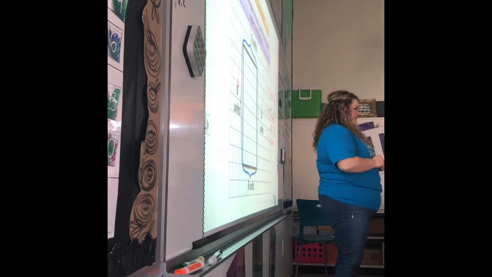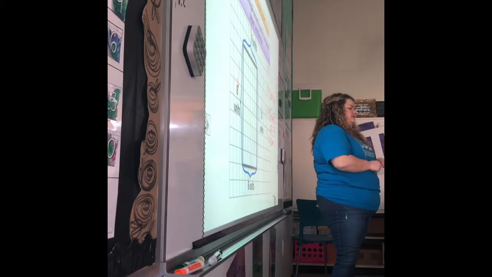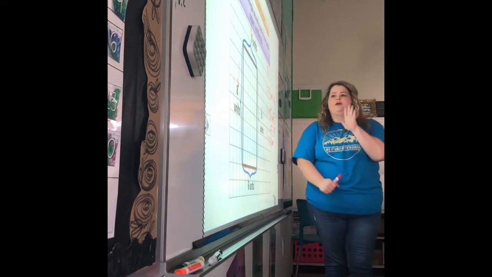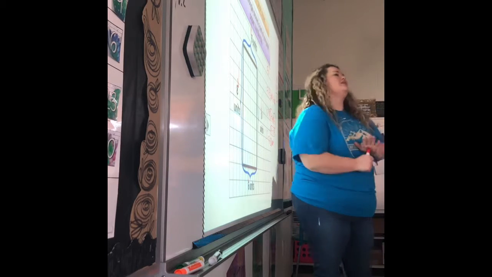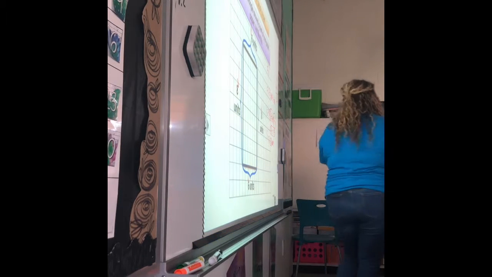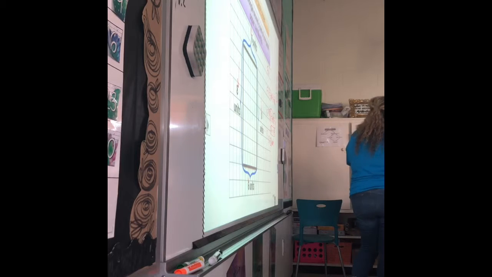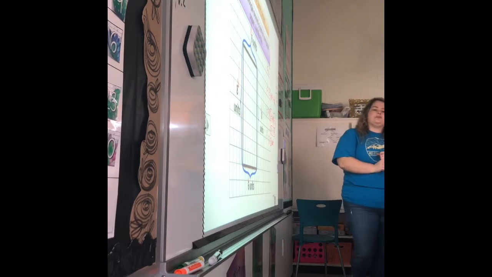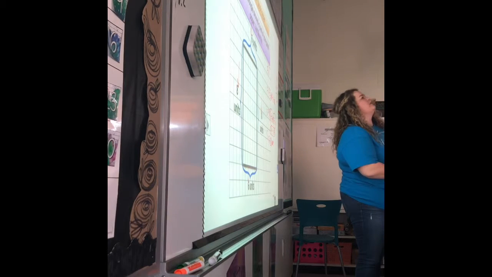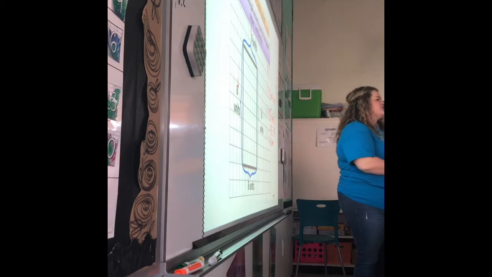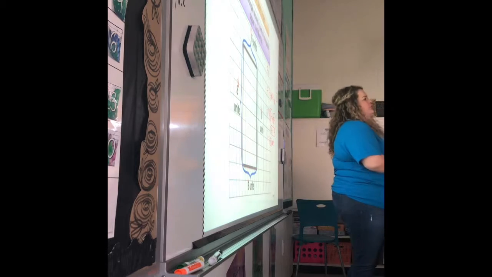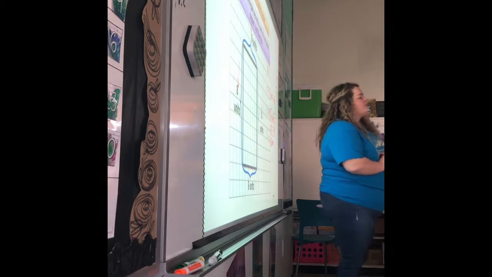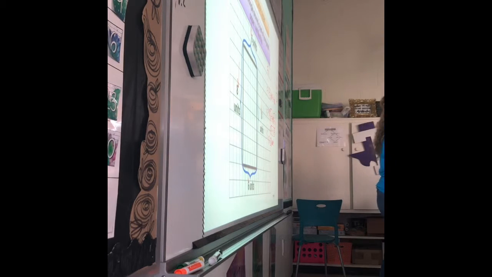Alright, so the perimeter of this object is 28 units. Does it have to have 4 sides for us to find the perimeter of it? No. Can you find the perimeter of a triangle? Yes. Can you find the perimeter of an octagon? Yes. Can you find the perimeter of a figure with 43 sides? Yes. Perimeter simply means that you are measuring the what?